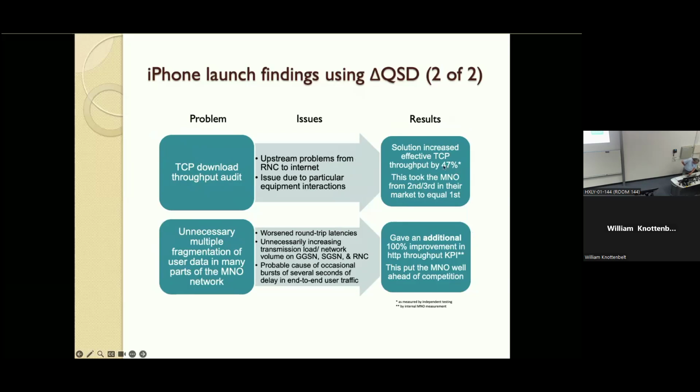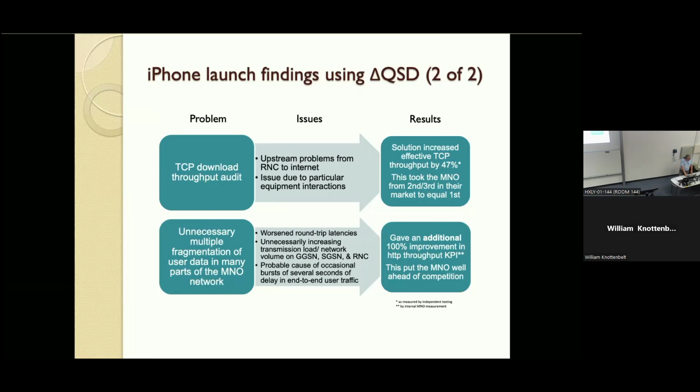So they increased the throughput by 47%. And already the MNO was now looking at it as number 1. And finally, fragmentation of the user data into different parts, okay? So improving this gave also an additional 100% improvement. So after correcting all of these problems, you see how it works: you diagnose, you focus in, and you start finding problems. In this particular case study, a lot of problems were found. In the first case study, it was really only one major problem.